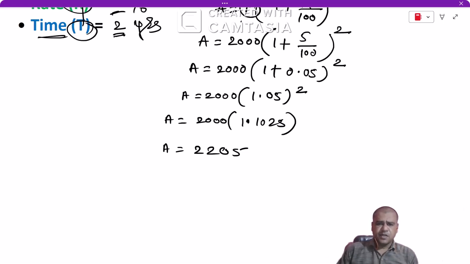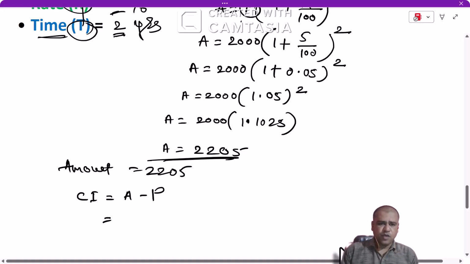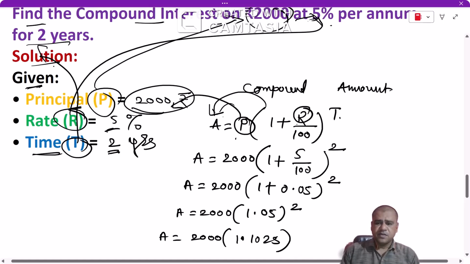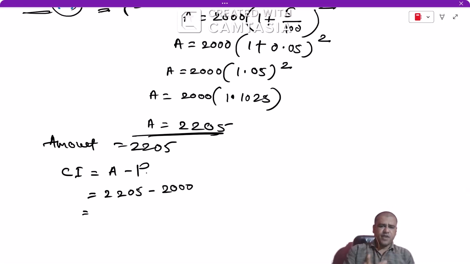In this way we have calculated the amount: the amount is 2205 rupees. Now we have to find the compound interest, CI. The formula of CI is A minus P. The value of A we got is 2205, and the value of P is 2000. Putting these values, 2205 minus 2000 is 205. This is the compound interest we have calculated.